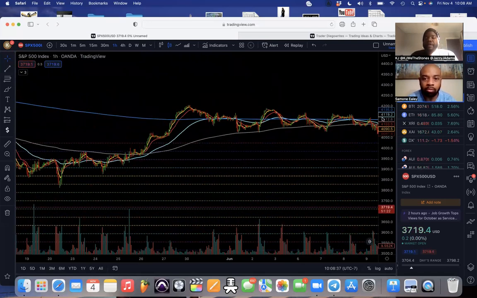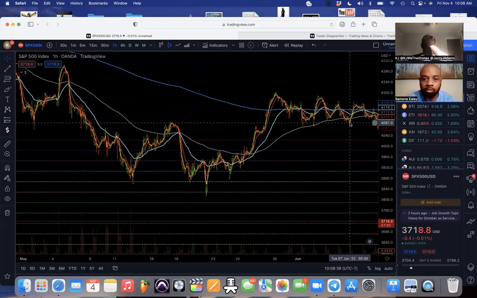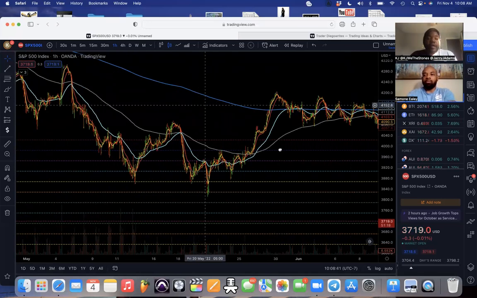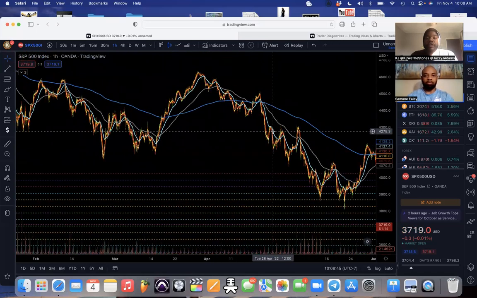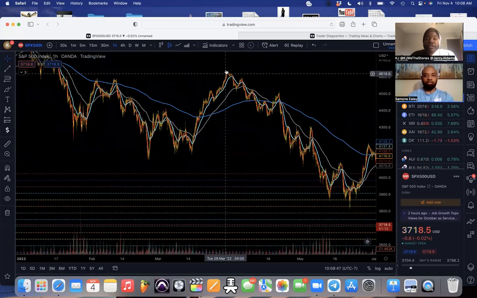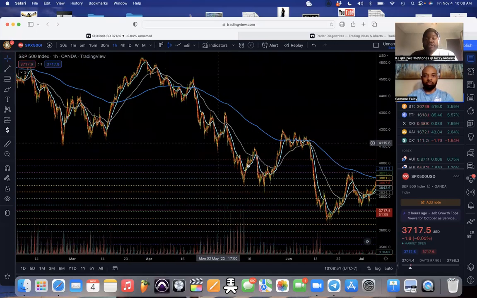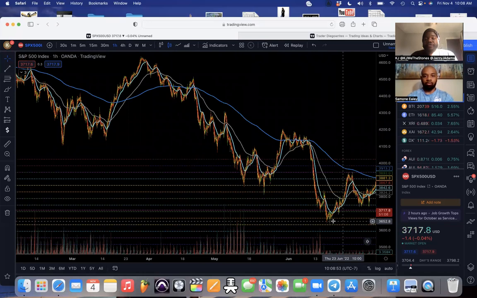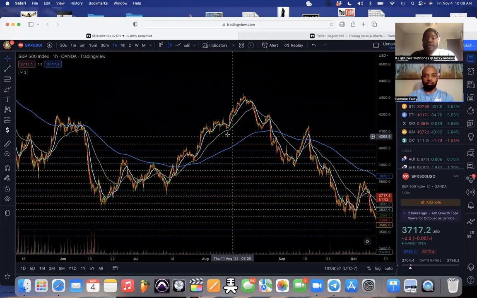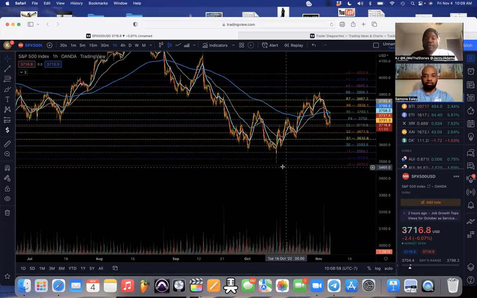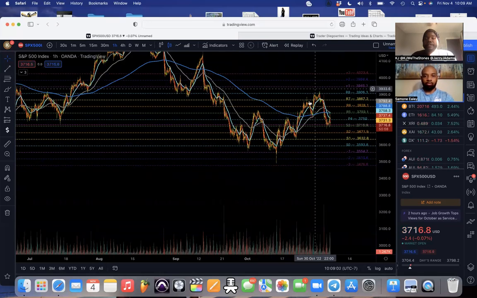Now, keeping all of that in mind, there is a concept called a swing high and a swing low, which is pretty much when the market pushes all the way up, finds a ceiling, and then pushes all the way down, finds a floor, pushes all the way up, finds a ceiling, pushes all the way down, finds a floor, pushes up to find a ceiling, and so on and so forth.